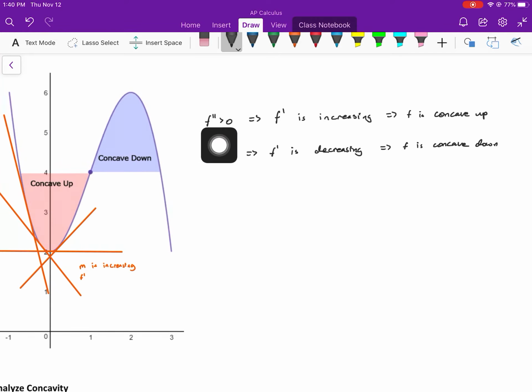So we're going to go ahead and look at the sign of the second derivative. We can figure out if the second derivative is positive or if the second derivative is negative, then that'll tell us if f is concave up or concave down.